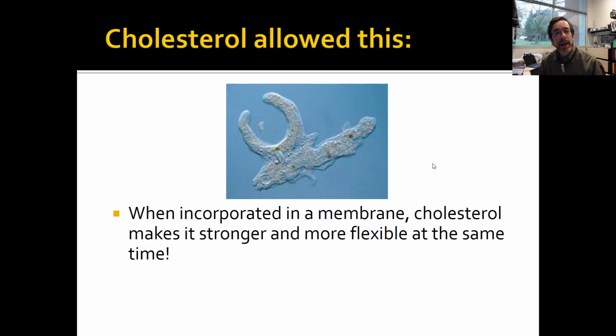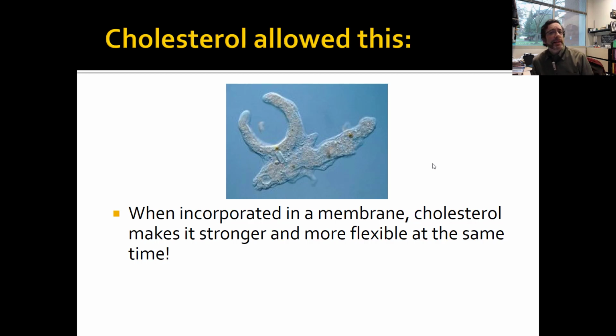Cholesterol allowed this to happen. So this is a slide showing that you can have a membrane that can curve. Not all cells are nice little spheres. When you have this fluid membrane, they can make little pseudopods, the way that amoebas move around and reach out for stuff. That's really changing the curvature of the membrane, taking that liquid, oily membrane and reshaping it by some proteins inside the cell.